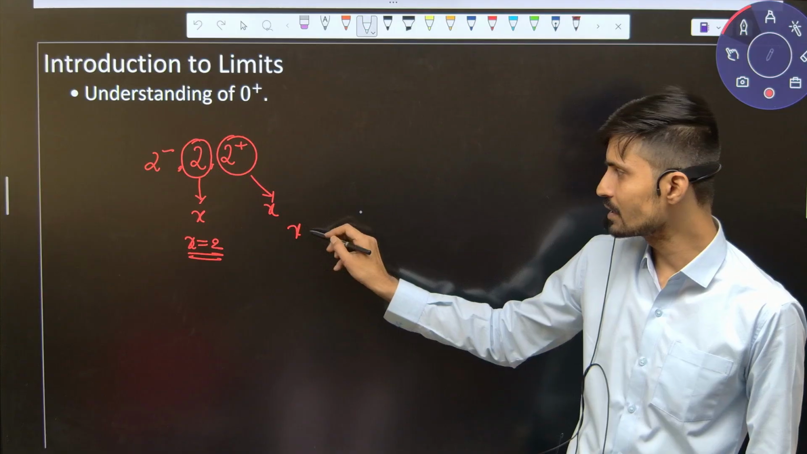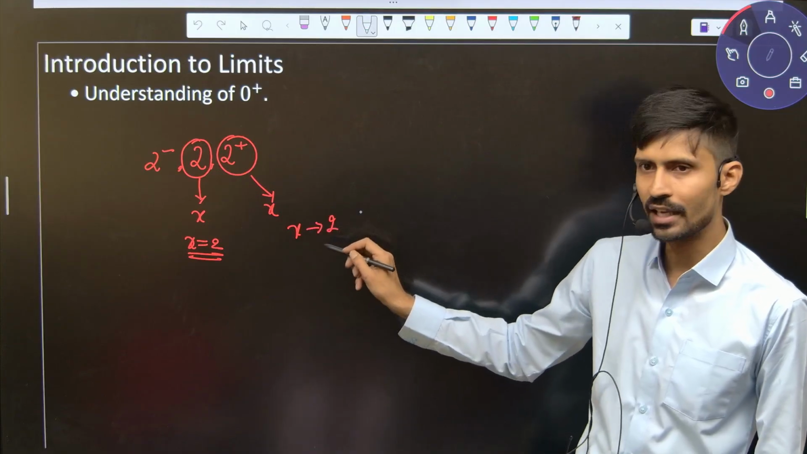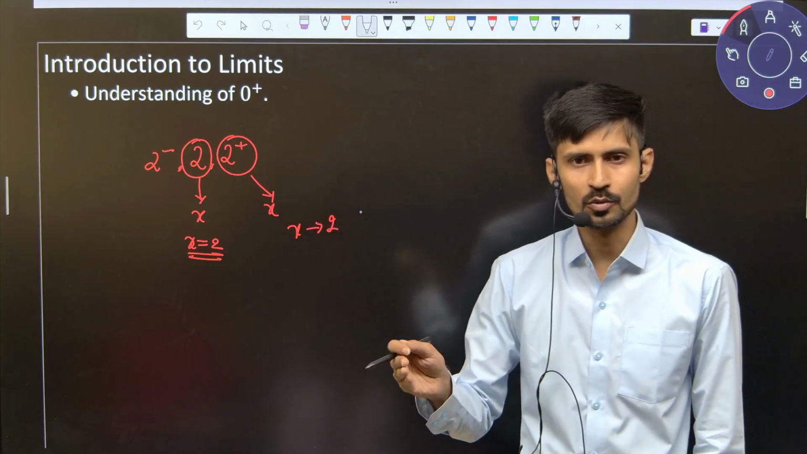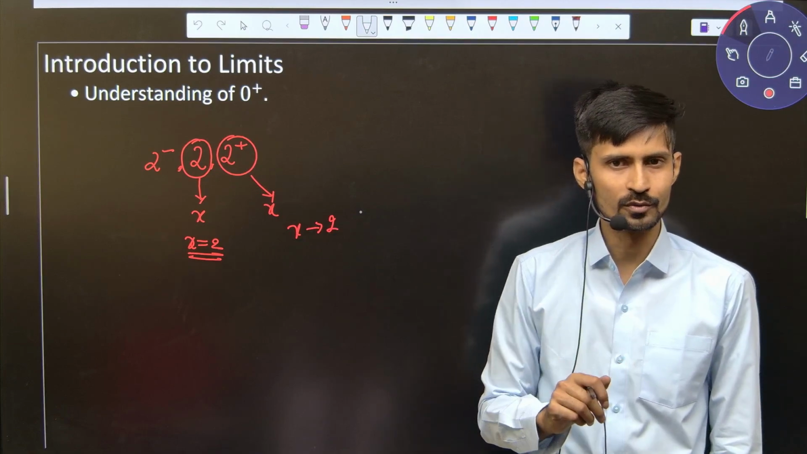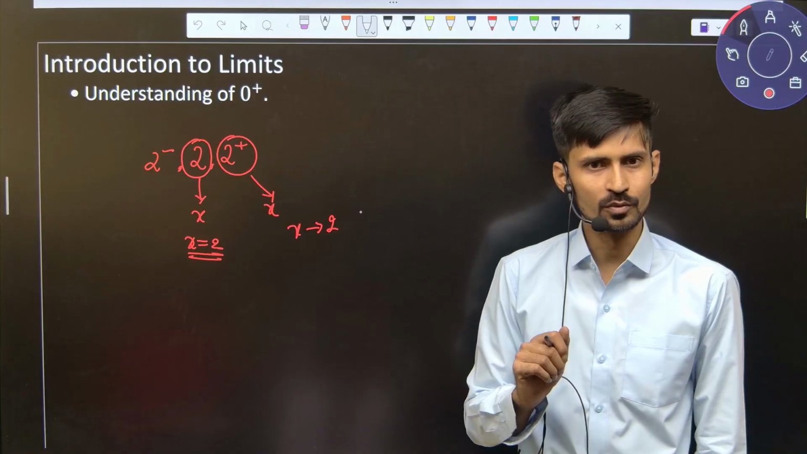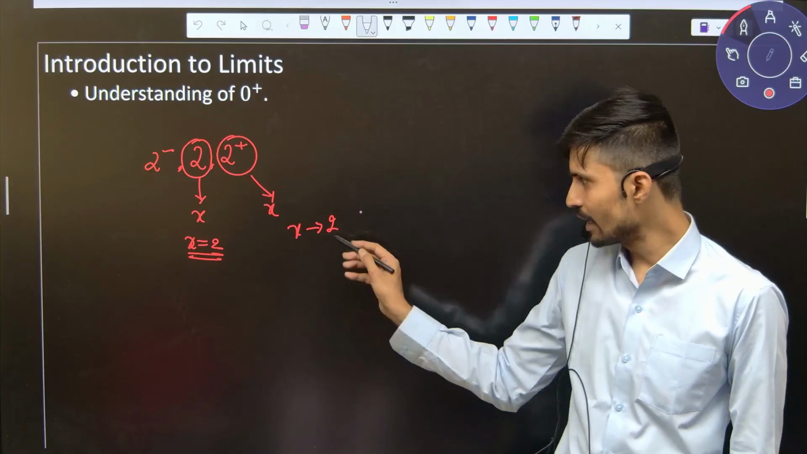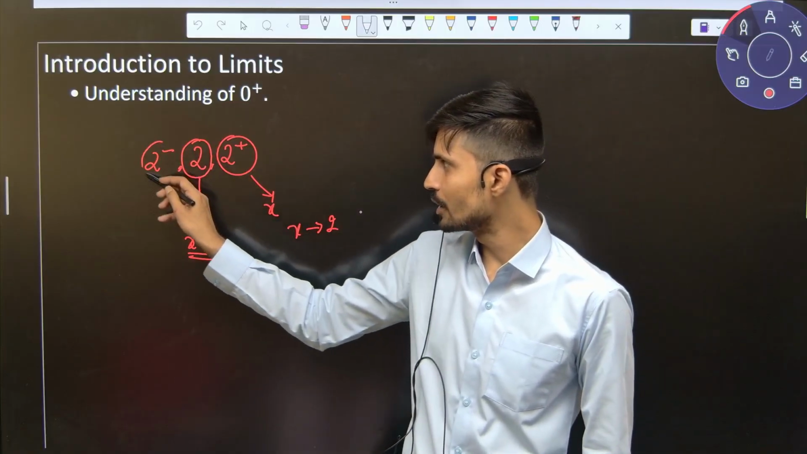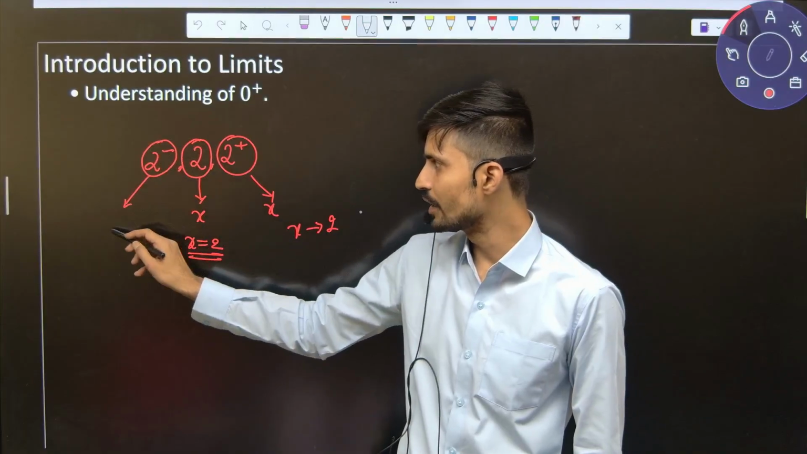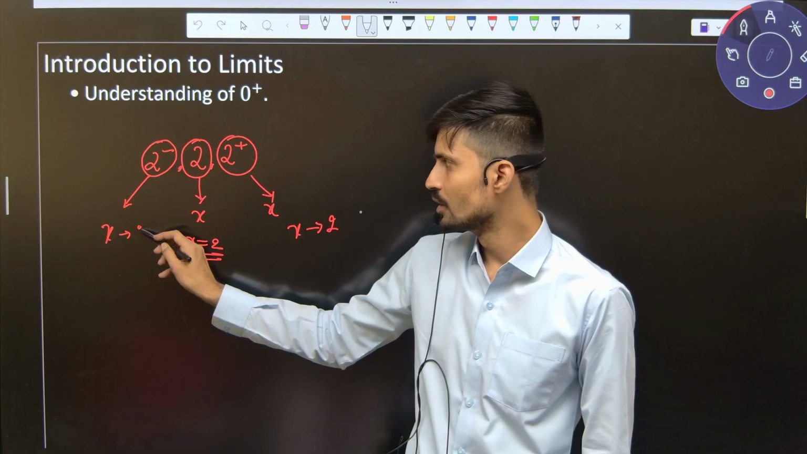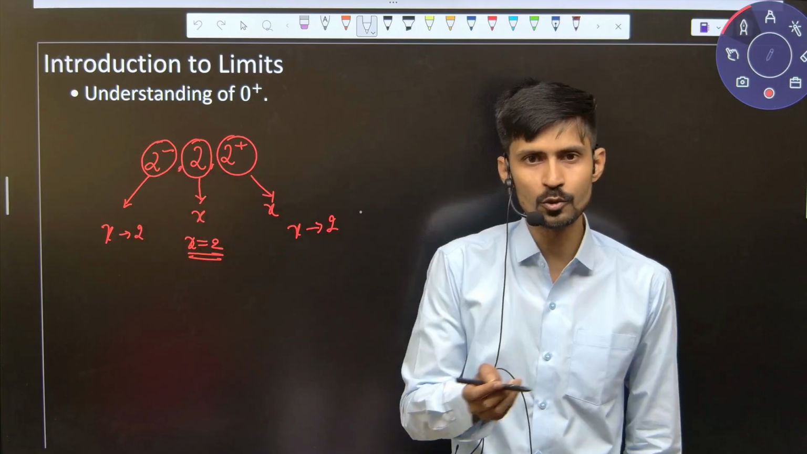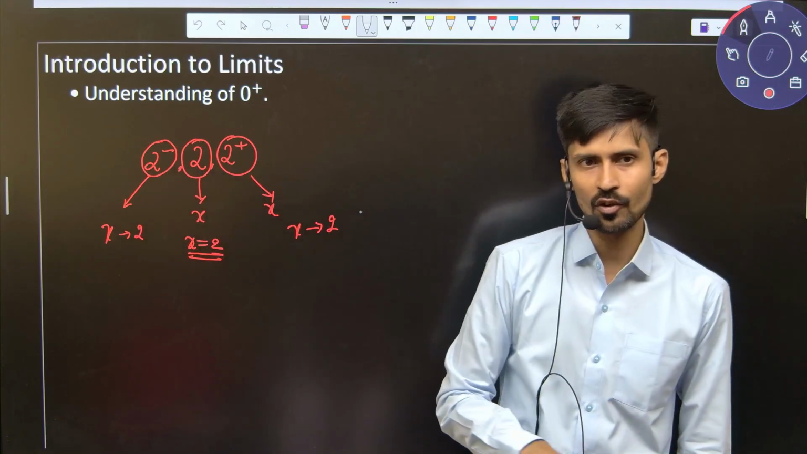We write x tends to 2. x is moving towards 2. It is not going away from 2. It is moving towards 2. Okay. So x tends to 2, and for the number 2 minus, this also we write x tends to 2. It means this number is also moving towards 2. It is not going away from 2.